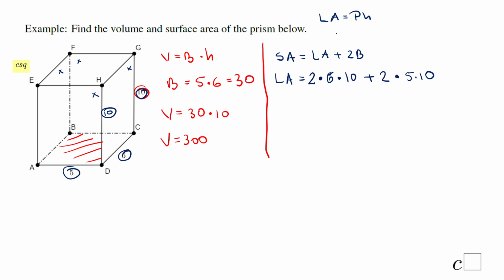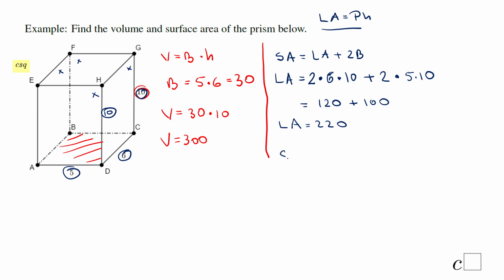So in case you do not remember this formula, you can use this approach, see what kind of faces you have. So here we have 2 times 6, 12, 120, the first part. And the second one, 2 times 5, 10 times 10, 100. So the lateral area is 220. So be careful with the difference between lateral area and surface area.